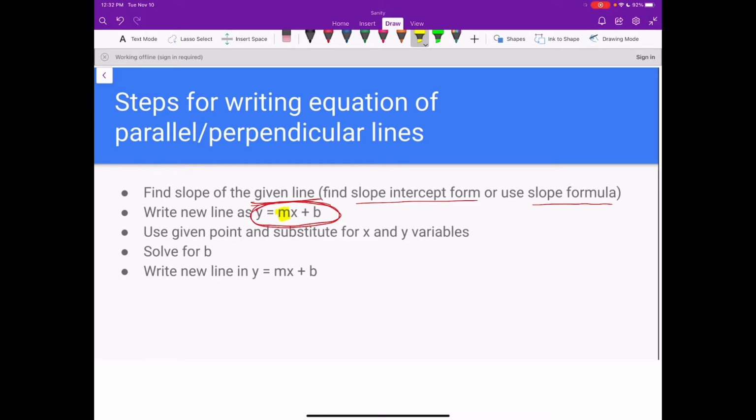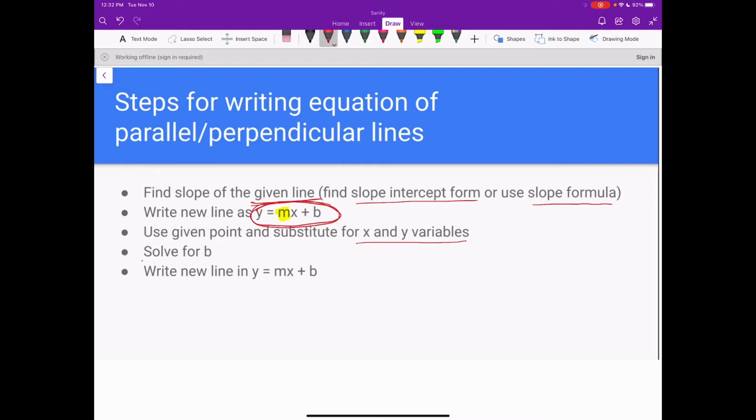Or maybe you're going to look at a line that is perpendicular. Then your slope is going to be the opposite reciprocal of that given line. And then you're going to use the given point. Again, this line goes through the point, and you're going to substitute its coordinates for your x and your y variables, similar to what we did earlier this week.